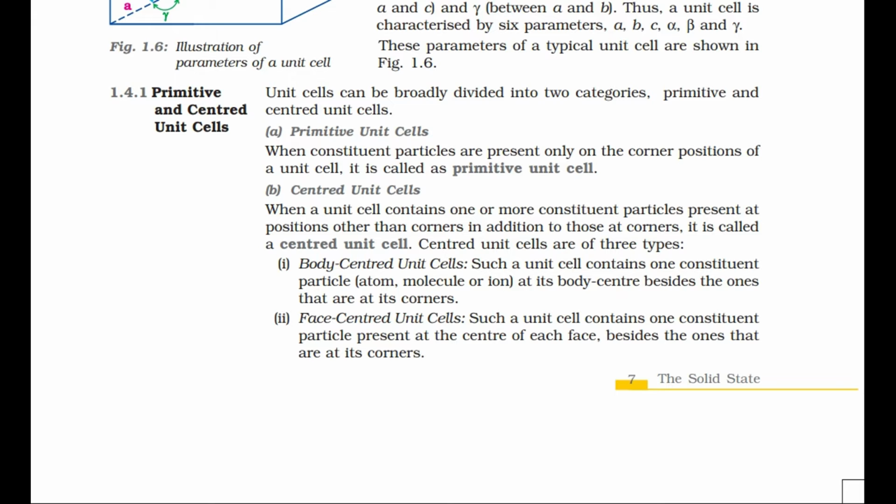Unit cells can be broadly divided into 2 categories: primitive and centered unit cells. A. Primitive unit cells. When constituent particles are present only on the corner positions of a unit cell, it is called a primitive unit cell. And B. Centered unit cell. When a unit cell contains one or more constituent particles present at positions other than corners in addition to those at corners, it is called a centered unit cell.